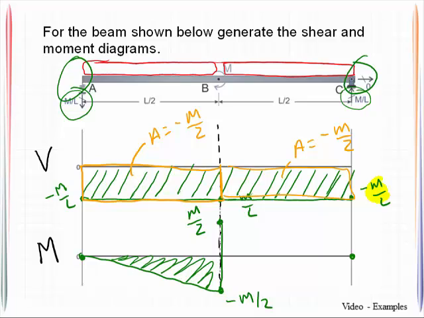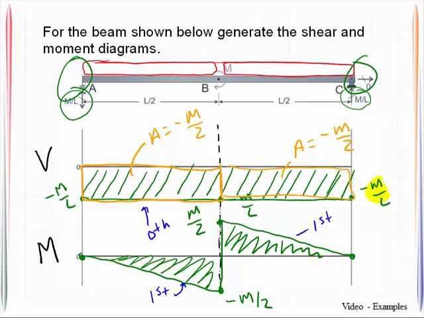Then the change in moment from point B to point C is negative M over 2, that's the area under the shear diagram, which will bring me back down to 0. That makes me confident in the computations that I have done. That is a linear line, what we call a first order curve, because our shear diagram was constant, which I refer to as a 0th order curve.